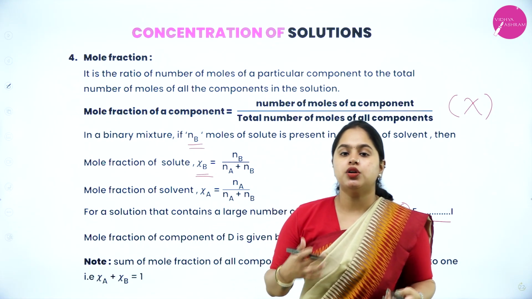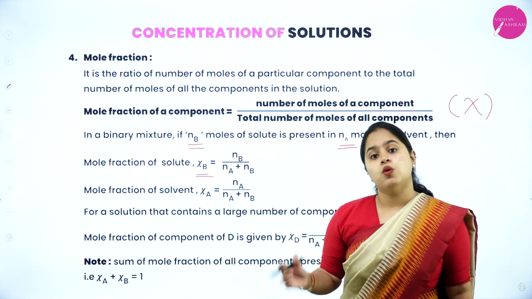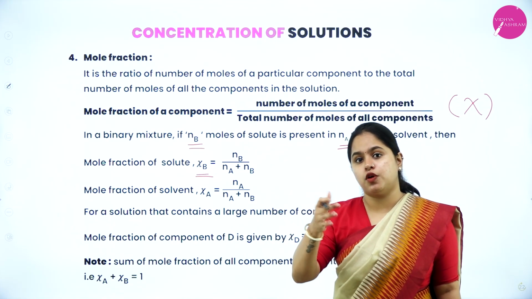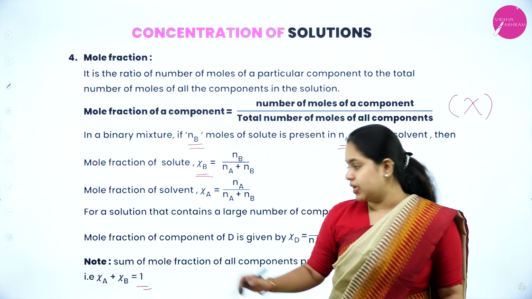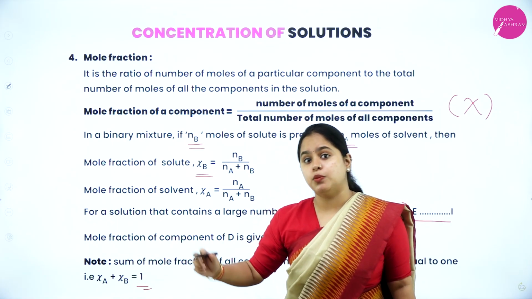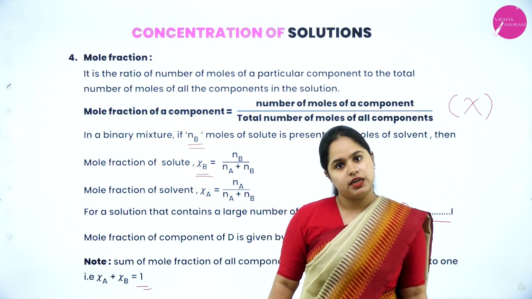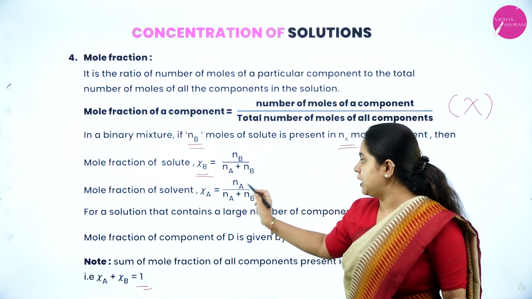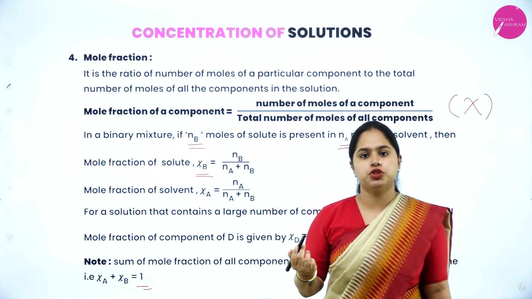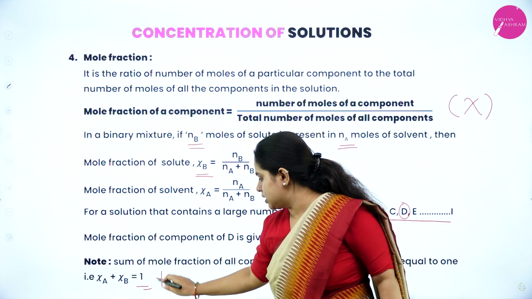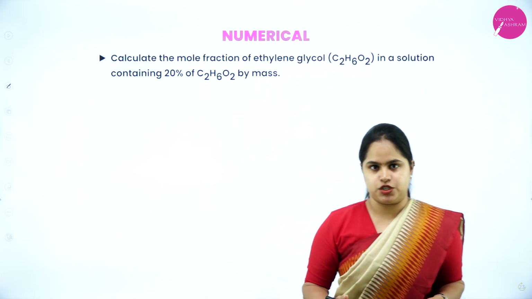Yes, so you understood how to calculate the number of moles of different components in a solution. So, what will be the sum of mole fraction of all the components in the solution? It will be equal to 1, right? Yes, if there are two components, the mole fraction of A plus mole fraction of B will be equal to 1, right? Yes, so as you can see, NB by NA plus NB plus NA by NA plus NB will be equal to 1, right? Even this is very important. Clear? Now let's do a numerical based on this, right?